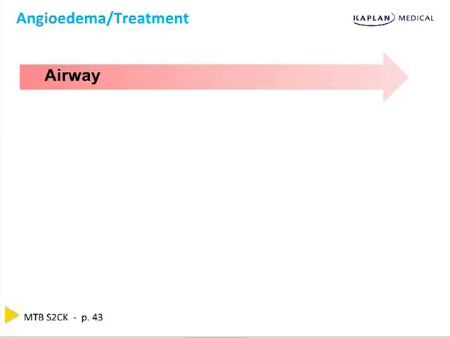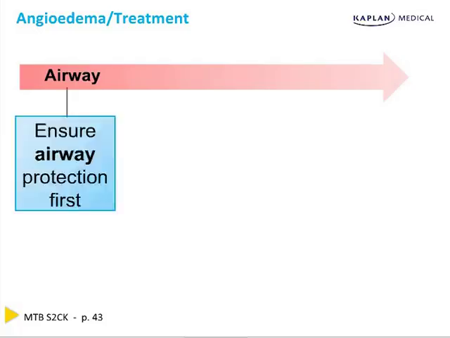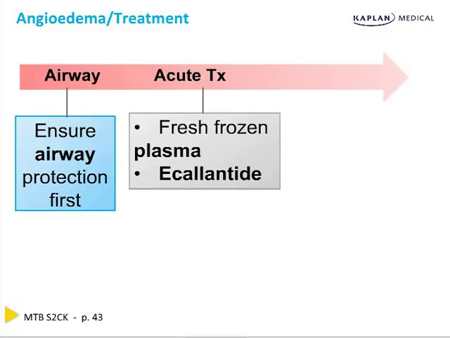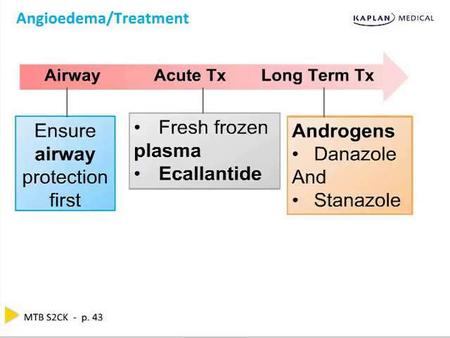The treatment of angioedema begins with ensuring that there's always a patent airway. Because of the fact that this is such a rapidly evolving process and you can lose the airway within minutes, you must ensure the patient is either A, breathing on their own, or B, intubated and you're helping them maintain the airway. In acute treatment, you can use fresh frozen plasma or a medication known as kalinitide. In long-term treatment, what's been shown to be effective has been androgens known as danazol or stanazol.